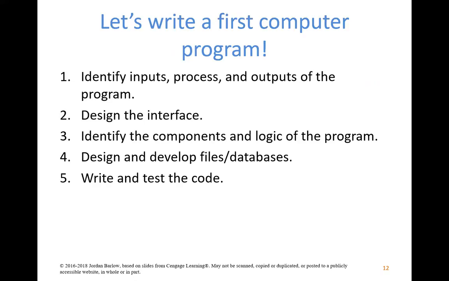So if we're following this 5-step process, step 1, identify the inputs, process, and outputs of the program. The inputs are none. It doesn't require the user to do anything. The process is that it tells the computer how to say hello to you. And then it has one single output, which is the words hello world. In this case, our interface is going to be very simple. It's just going to be text.